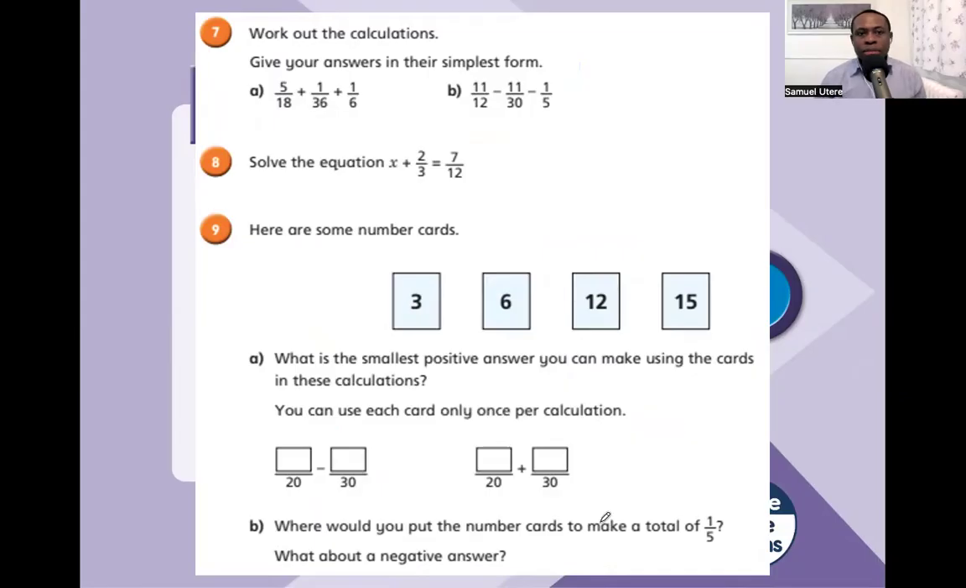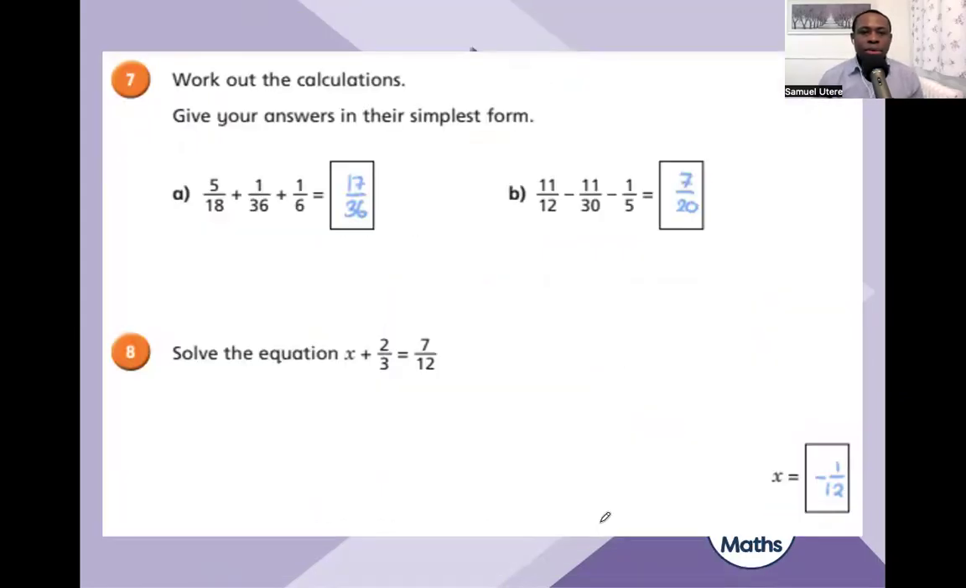Assuming you've paused the video and you've answered questions 7, 8, and 9, here are the answers. So for question 7, you were asked to work out the calculation to give your answers in the simplest form. You just need to make the denominators all equivalent. So this one should be multiplied by 2. So you need to multiply the numerator as well.